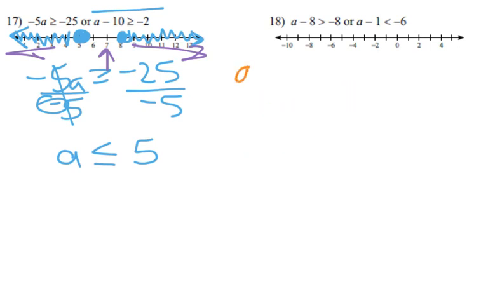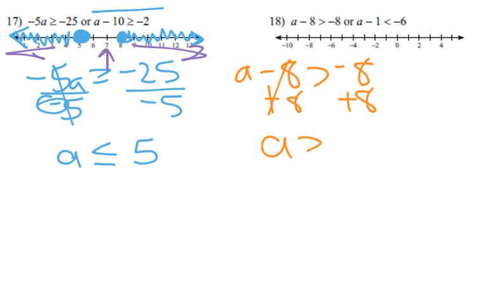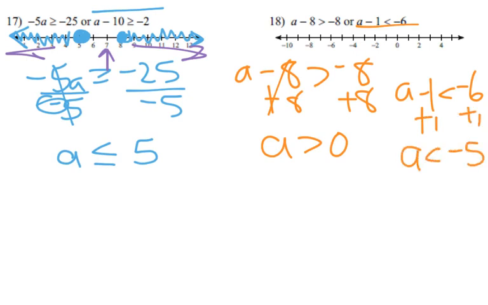Same idea, a minus 8 is greater than negative 8. We add 8 to both sides. We get a is greater than 0. For the other one, a minus 1 is less than negative 6. Add 1 to both sides. We get a is less than negative 5.